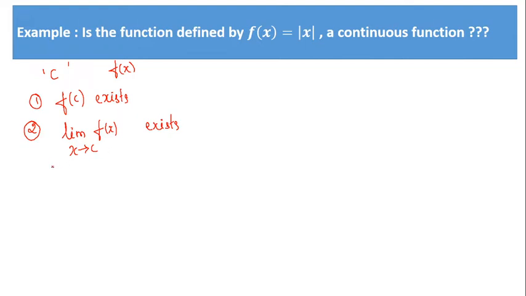Okay, once these two conditions are satisfied, you have to go for the third condition. So what is the third condition? The limiting value of f of x as x tends to c should be equal to f of c. Okay, so if all these three conditions are satisfied, then we say that that particular function is continuous at c.